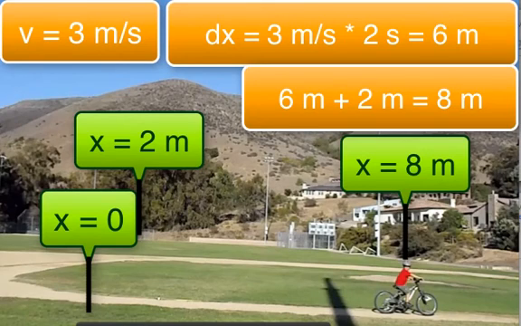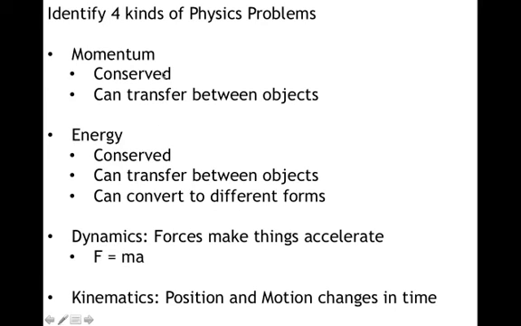Okay, so when you look at a problem, can you tell us what's happening with the momentum? Can you tell us what's happening with the energy? Can you recognize the dynamics? And if it's moving, can you tell me what the kinematics are? You don't have to do it all today. We have a whole quarter to learn this.